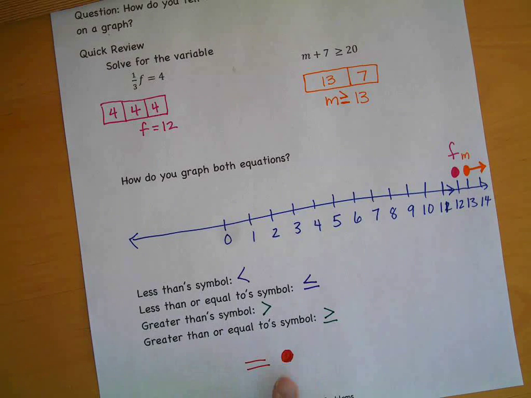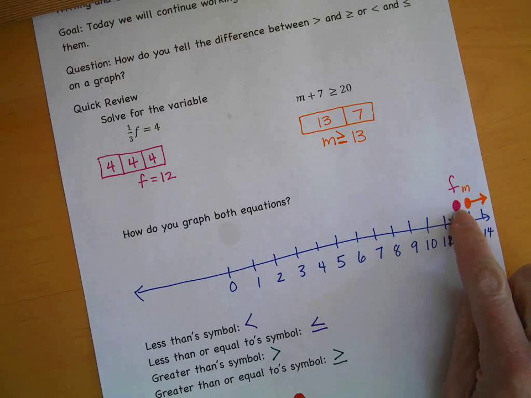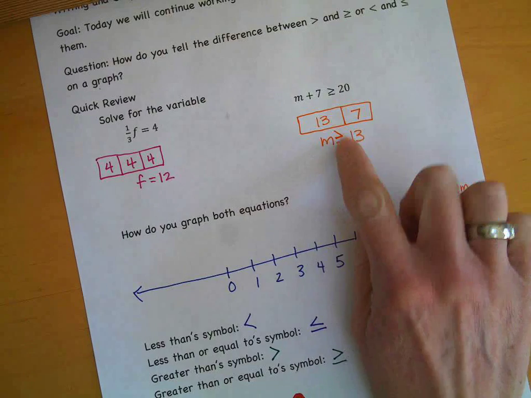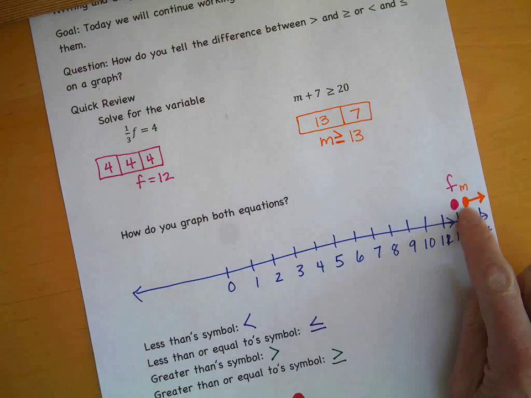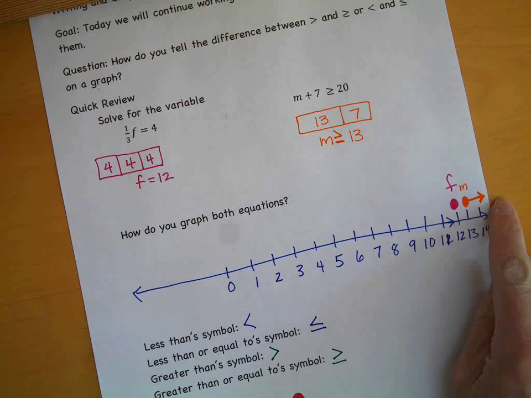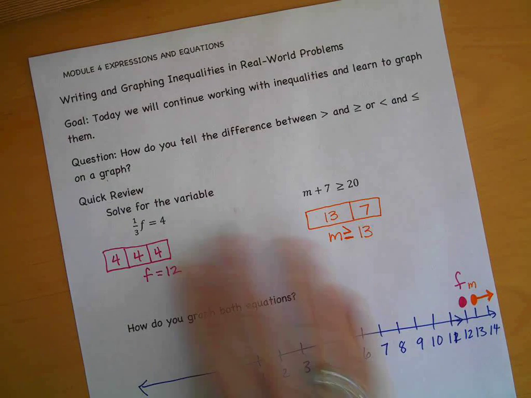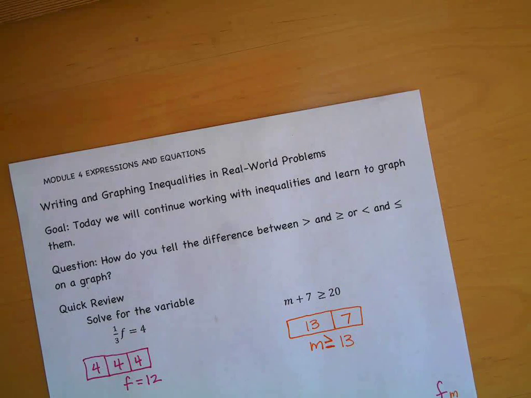Okay? Oh, you can't see it. When something equals something, you color it in. So this F equals 12. That's why I did a colored in circle on the 12. This one says M is greater than or equal to, so I colored it in because it said or equal to, colored in the circle, and then also graphed what the other values could be. Okay? So that's how you solve for your missing information, and then you graph them.